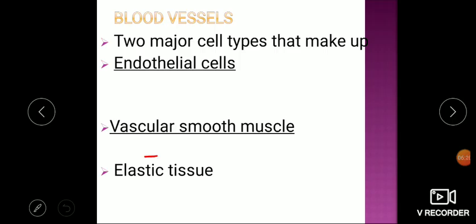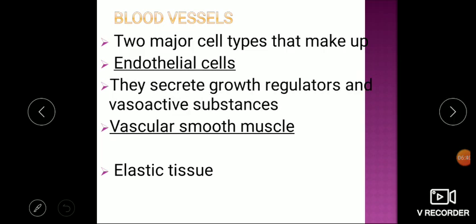And third is elastic tissues. Now this is quite simple. Elastic tissue is there. As we age, elasticity reduces and the vessels become more stiff. So simply, elasticity will change with age. So these are the three major things in the blood vessel: endothelial cell, vascular smooth muscle, and elastic tissues.